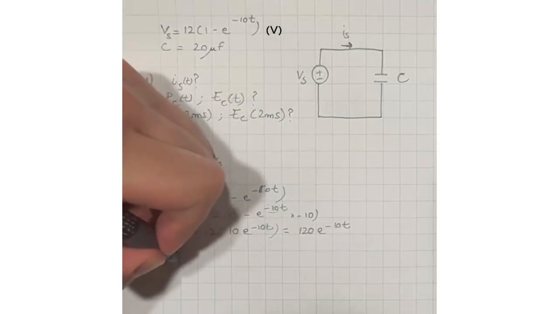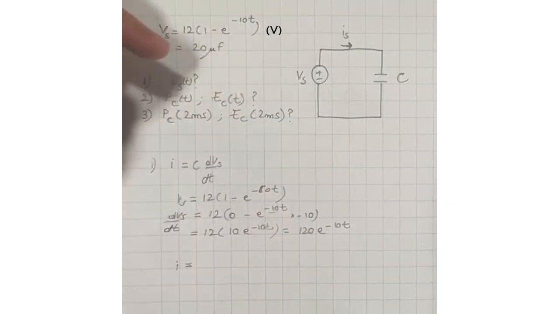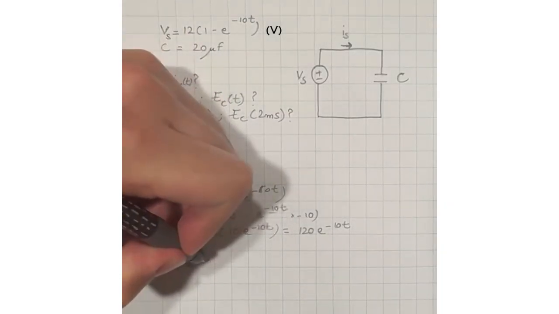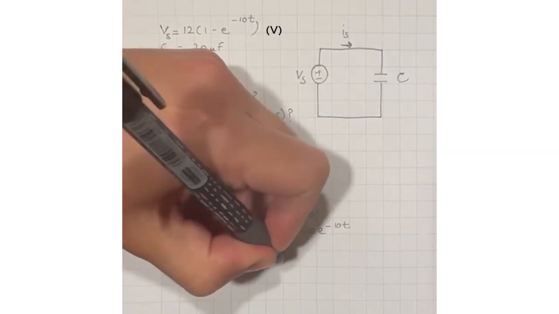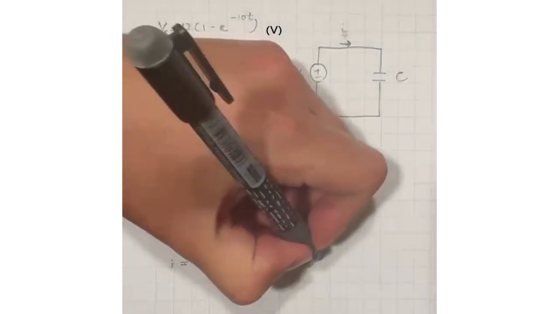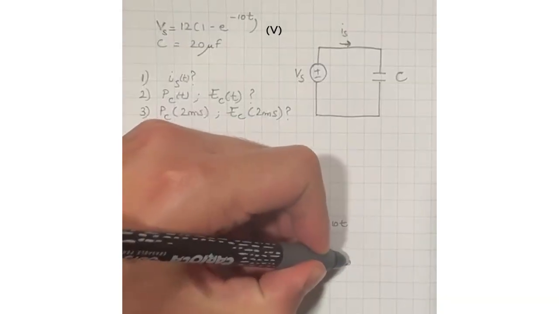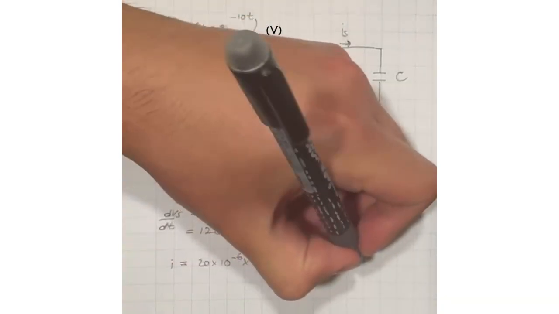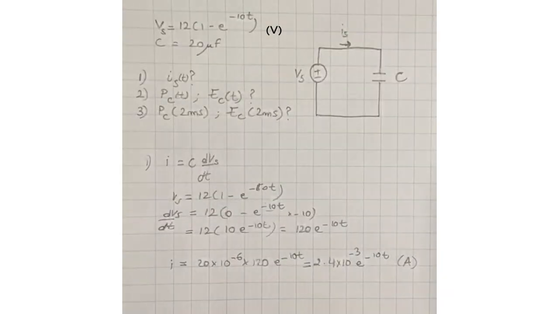Now, to find I, we just need to multiply this quantity by the capacitance. So the capacitance is 20 microfarad, so it is 20 times 10 to the negative 6 farad times 120 e to the minus 10t, which is equal to 2.4 times 10 to the minus 3 e to the minus 10t amperes.